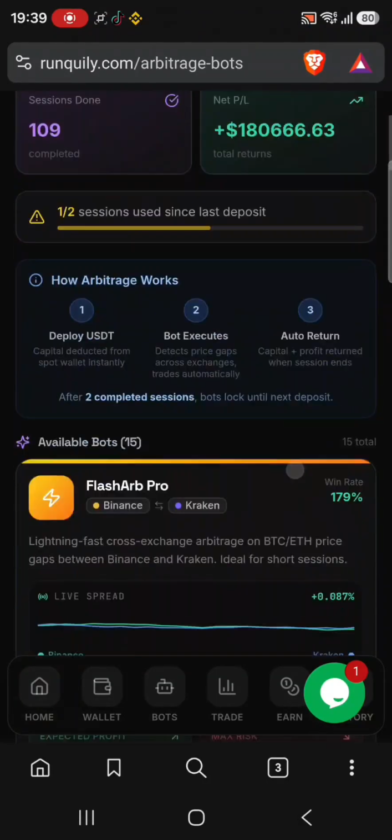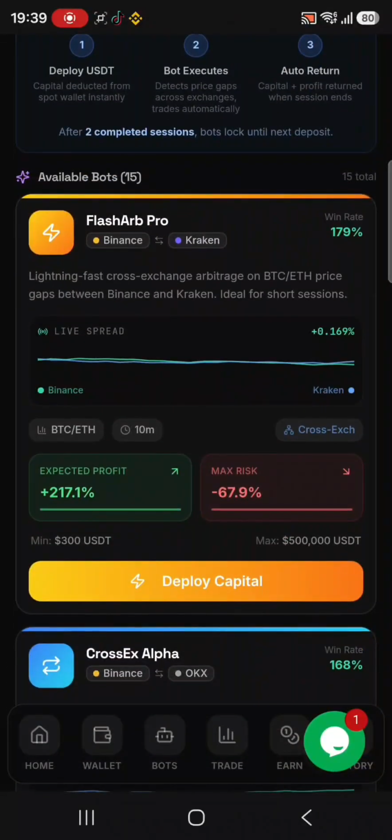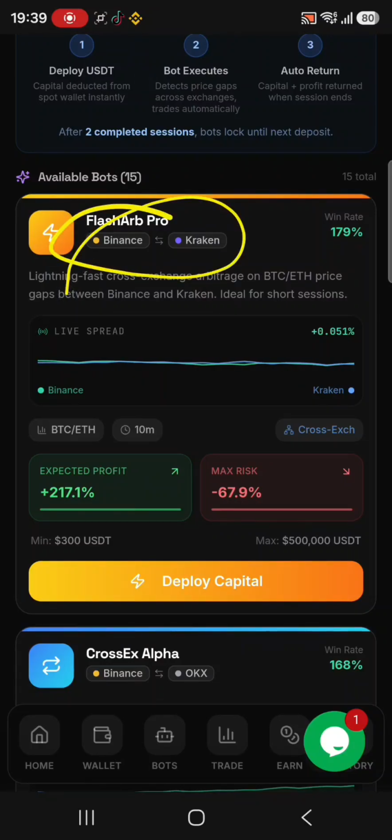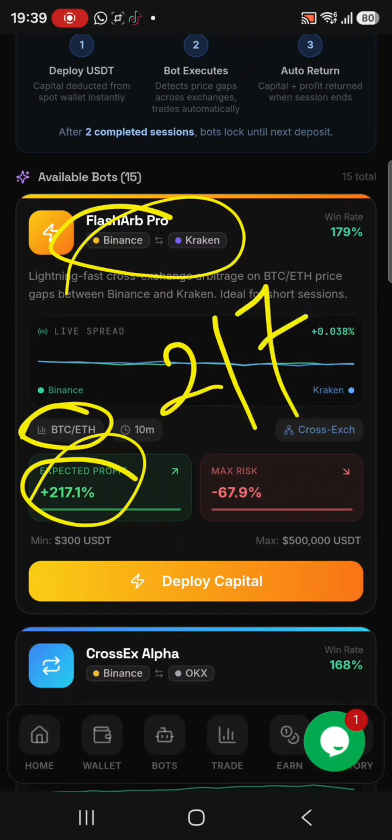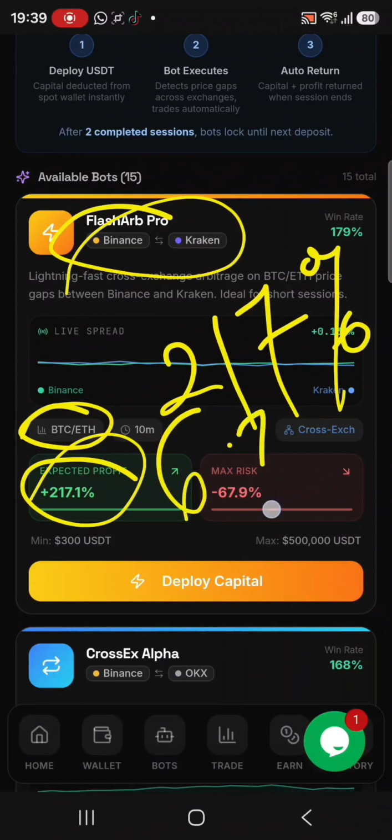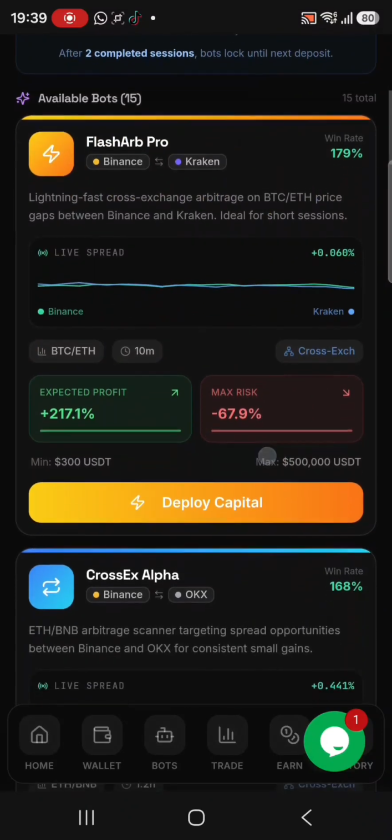So let's trade with the trading bot. I'll be explaining how you trade crypto arbitrage with automated bots. You can see a bot like this Flash Arbitrage Pro bot is trading between Binance and Kraken. The pair is BTC to Ethereum, where the expected profit return is 217% and the loss return is 67.9%, so you calculate with your profits.